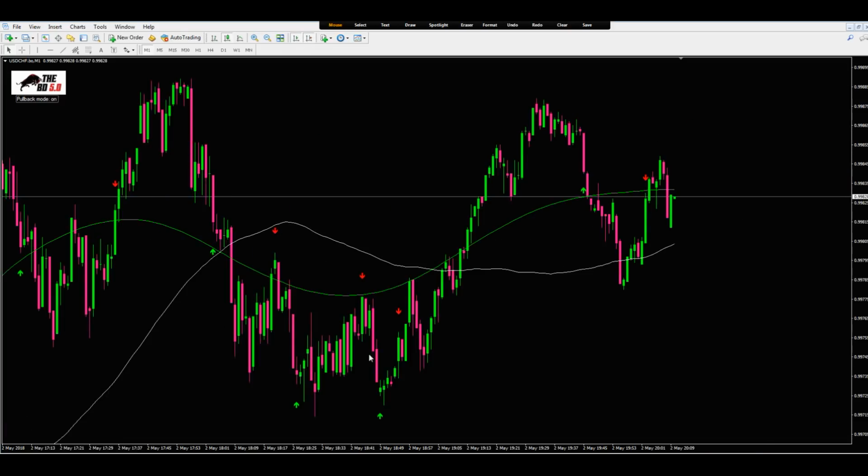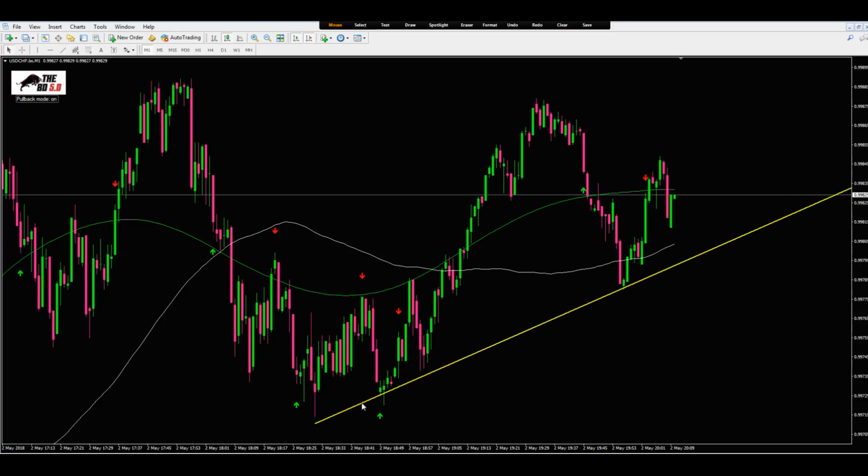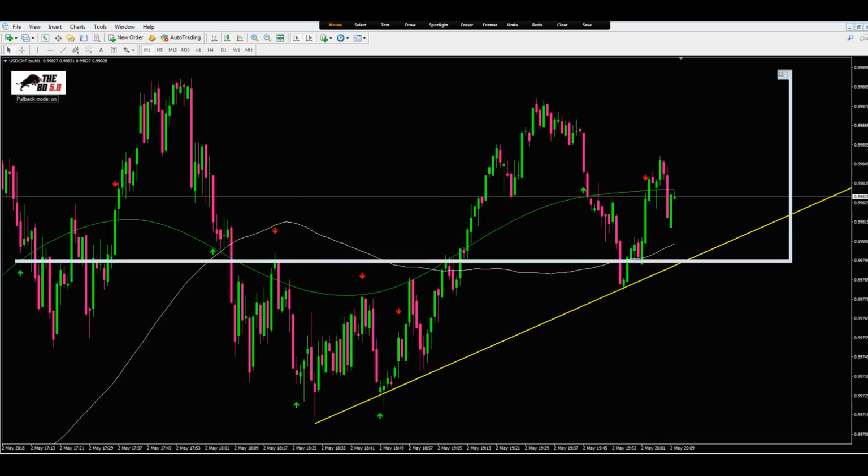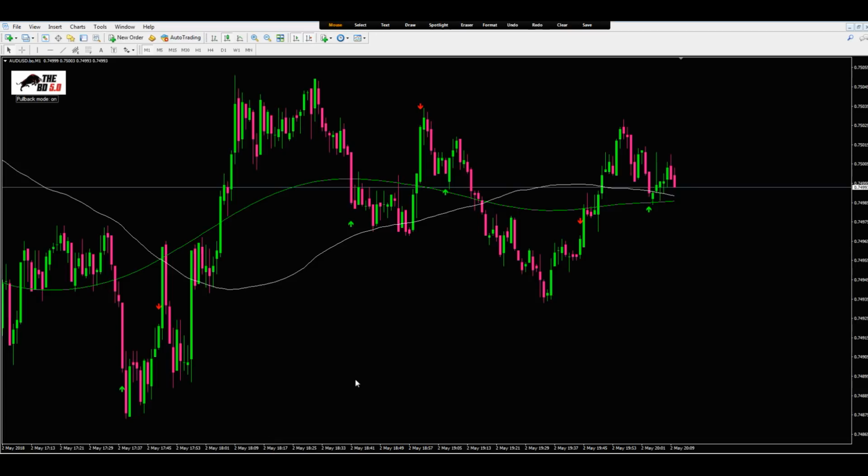So again, I can see here we're in an uptrend. If we use a bit of price action, we can see a nice trend line happening. Bounce, bounce, bounce. So I'm going to leave that there. AUDJPY. Don't like this because again, this is a downtrend at the minute.